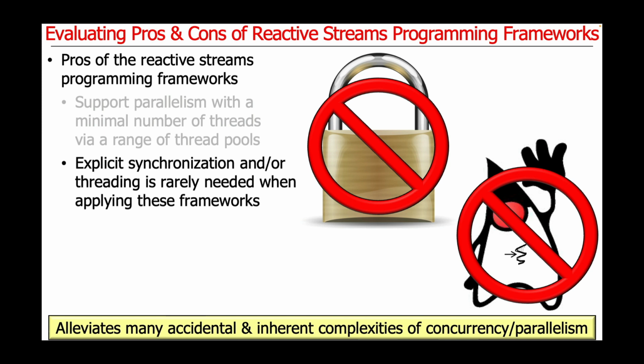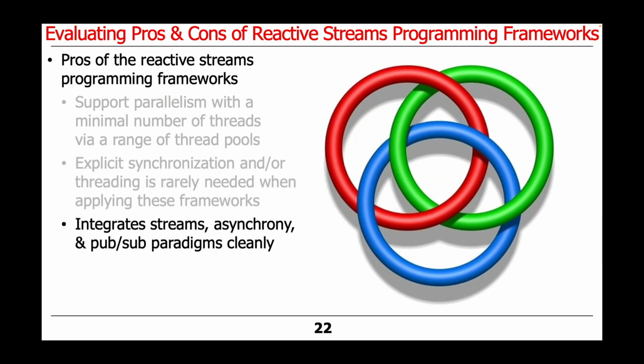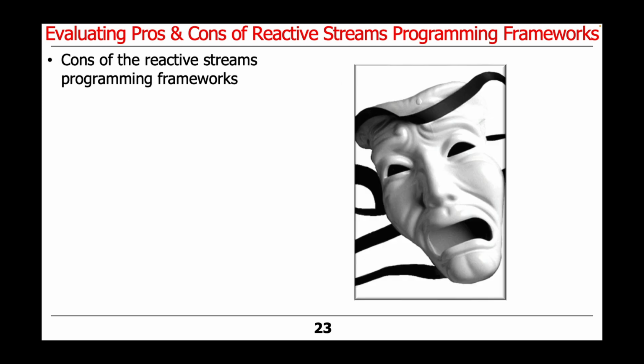Another nice thing, which kind of carries over from the parallel functional programming techniques we talked about before, is that you don't typically need threading or synchronization explicitly. These frameworks handle that stuff. That, again, reduces inherent and accidental complexity. And a nice thing is that this paradigm integrates streams, asynchrony, and publisher-subscriber models cleanly. Parallel streams and completable futures handle streams and asynchrony, but not really pub-sub, whereas reactive programming adds pub-sub to the mix and integrates streams and asynchrony more effectively.